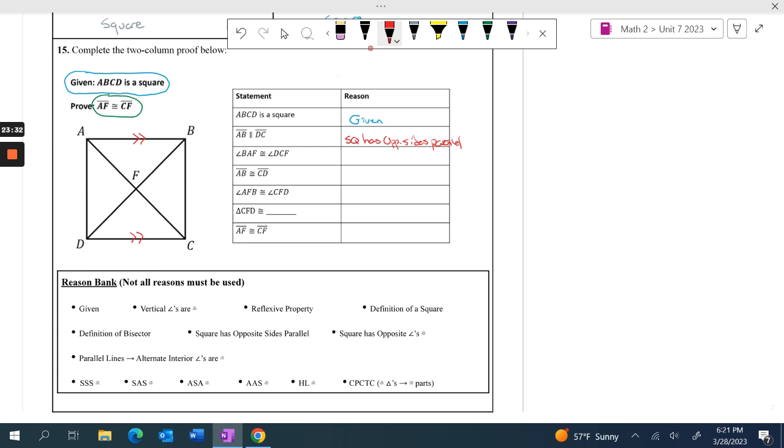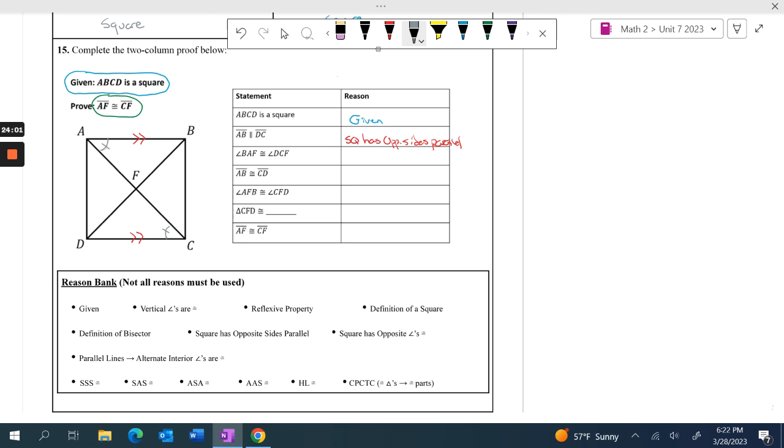A F is congruent with angle DCF, so let's mark those. Angle BAF would be that angle right there, which I just put that congruent mark in, is congruent with angle DCF, which would be that angle right there. So why are those two angles equal? Well, or congruent. Okay, I've got my parallel lines.